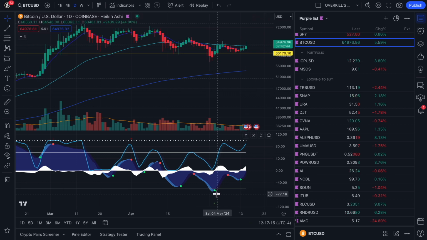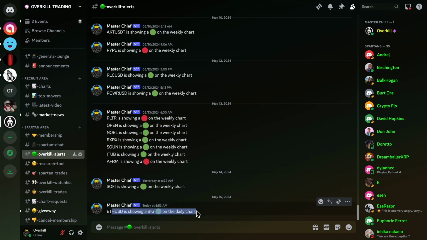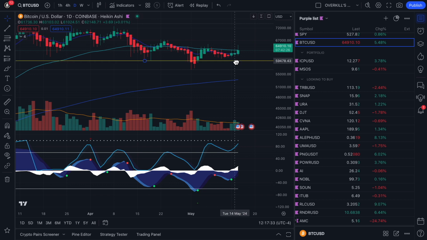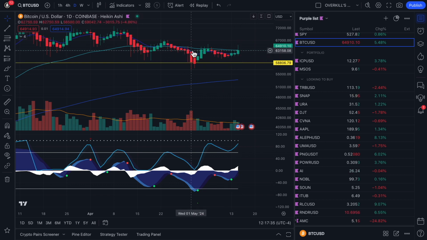Again, for the big green dots on the daily charts, I've got to go through and set all these up because there's a bunch of them going off, but Ethereum is now showing one. These will normally come before you get the weekly dot. So it's important to understand where this dot is because that's where you could set your stop loss. The stop loss on Bitcoin is at the bottom of the big green dot on the daily chart right there at 58K, at the bottom of that candle that we got the dot on.